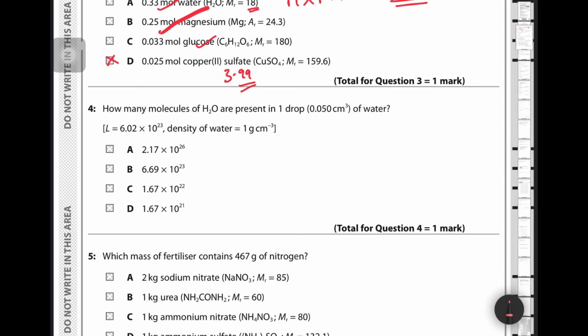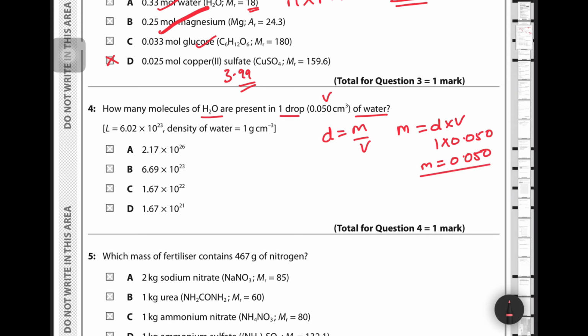It says, how many molecules of water are present in 1 drop of water? Okay, 1 drop of water. Volume is given. Density is given. Density is equal to mass upon volume, right? And you have to find the mass. Mass is equal to density times volume. Density is 1, volume is 0.050, so mass is also 0.050.